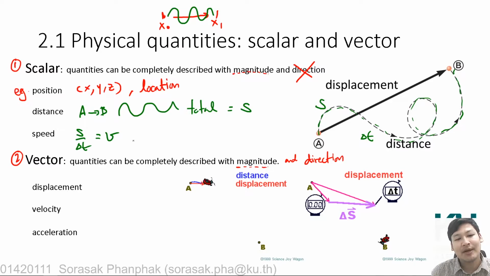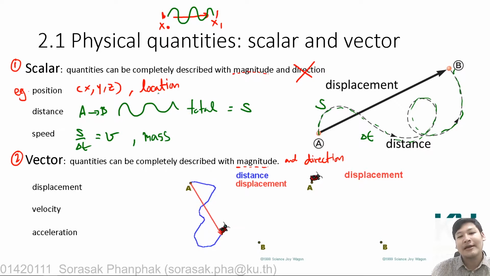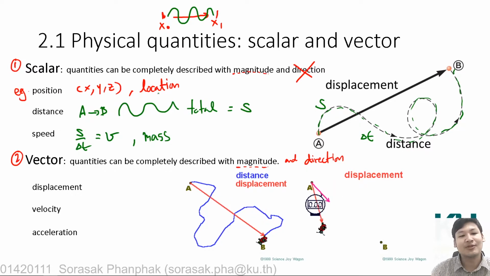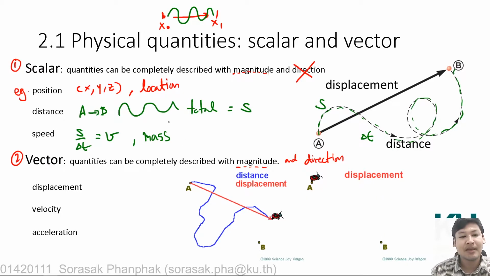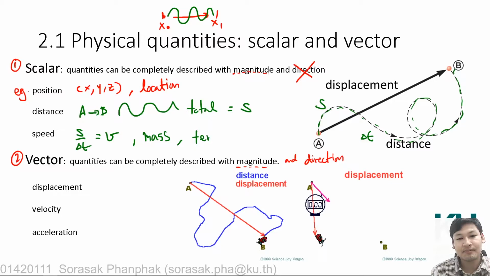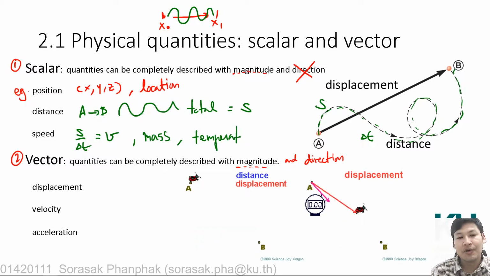Not only this one, you also know mass, right? If you would like to quantify objects and measure their properties, one of the things that you learned from the first chapter is mass. You know the dimension of mass is big M, and the unit is kilogram in the SI unit system. Not only mass, but also, for example, temperature is a scalar quantity as well.